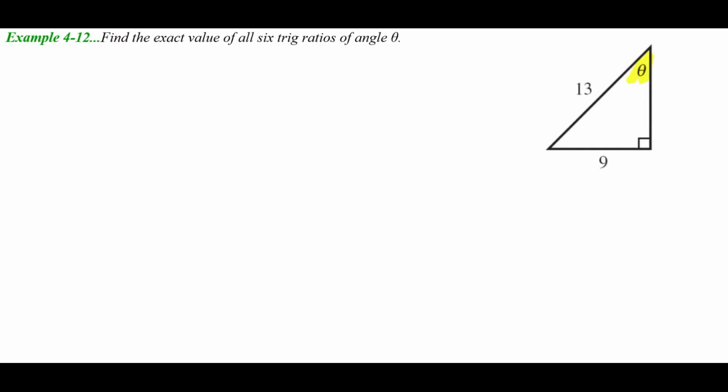So the first thing you want to do is figure out which is your opposite, adjacent, hypotenuse. So I know this is hypotenuse because it's across from the right angle. 9 is opposite because it's across from the angle. And then this side is touching the angle, so that's my adjacent side. And so the first thing that you notice is that the adjacent side we don't know, so we need to figure that out. So we have to remember the Pythagorean theorem, which says a squared plus b squared equals c squared. So I'm just going to use the values that I have here. So I get a squared plus 9 squared equals 13 squared.